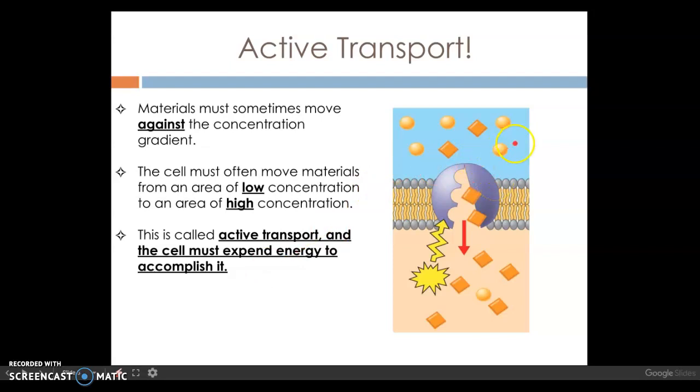You can see this happening in this photo with the squares. We've got 2 on this side, and 1, 2, 3, 4, 5 on this side. So we are going from our area of low concentration to high concentration. There's a protein being used here, and this yellow substance is actually energy. Okay, so anytime that we are doing passive transport, we do not need energy, whereas active transport requires energy to happen.